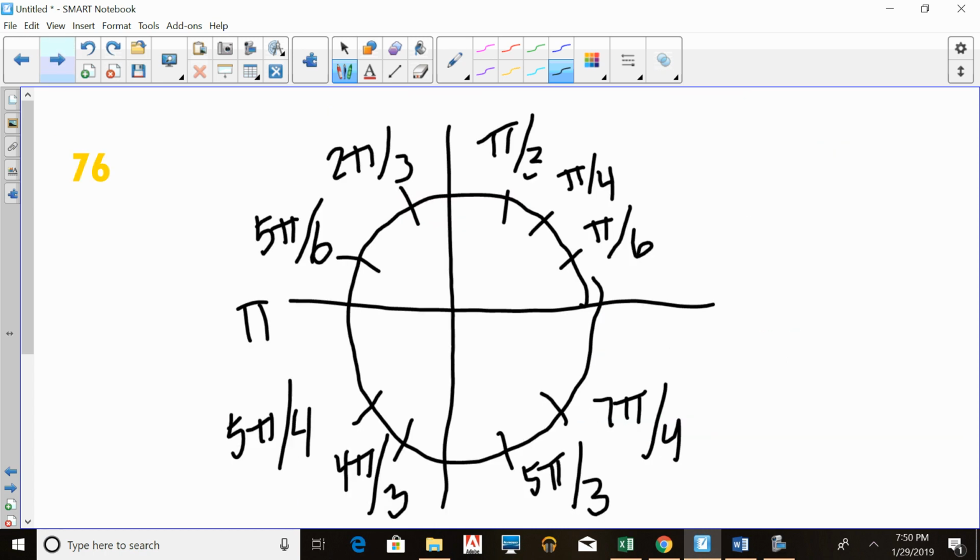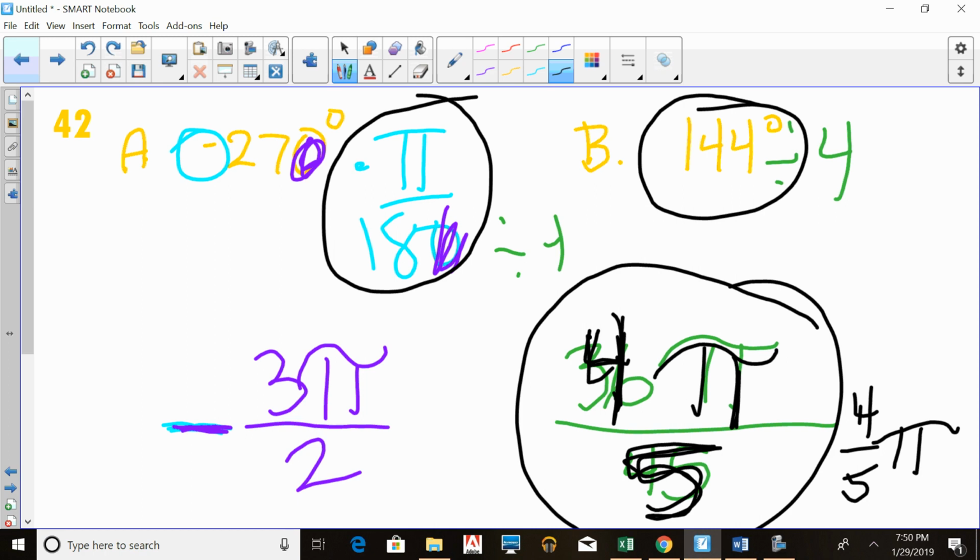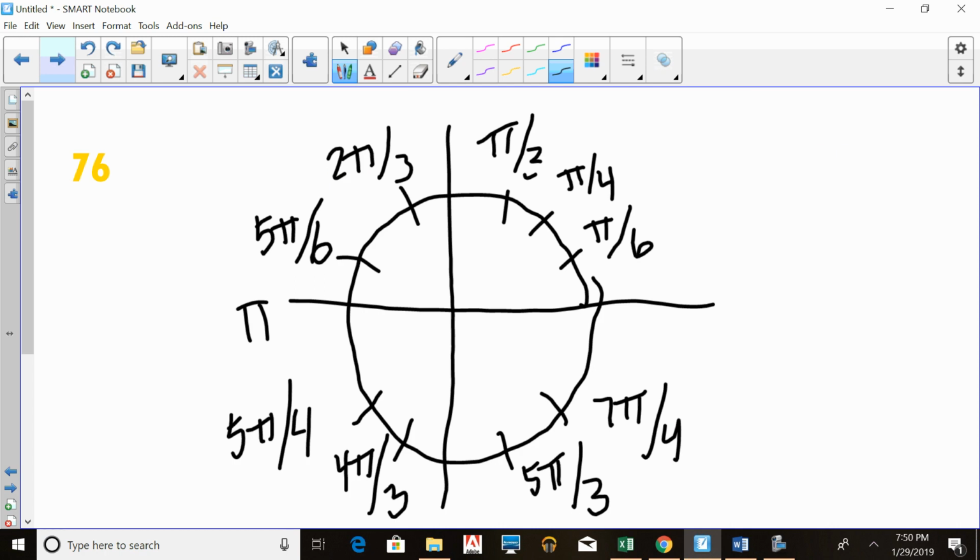And then 76. Find all of these angles in degree measure. Well, pretty similar to this, except here you're going from degrees to radians, so you multiply by pi over 180. If you're going from radians to degrees, you multiply by 180 over pi.